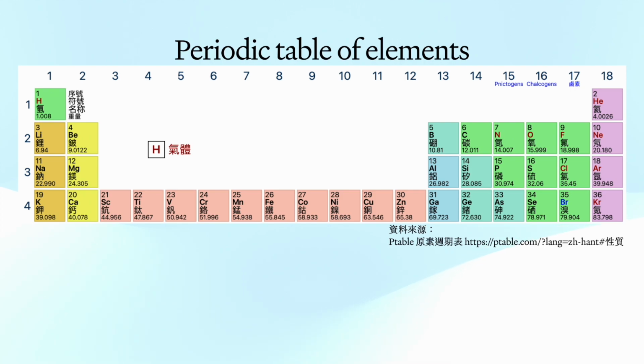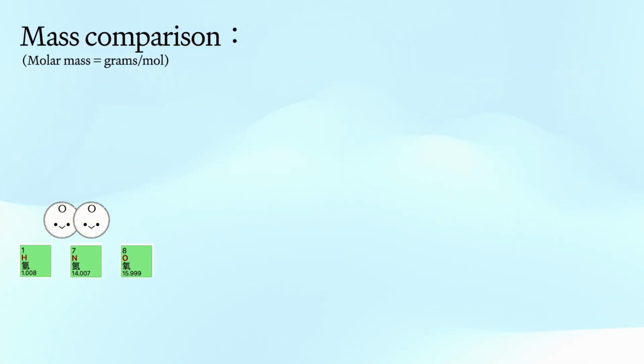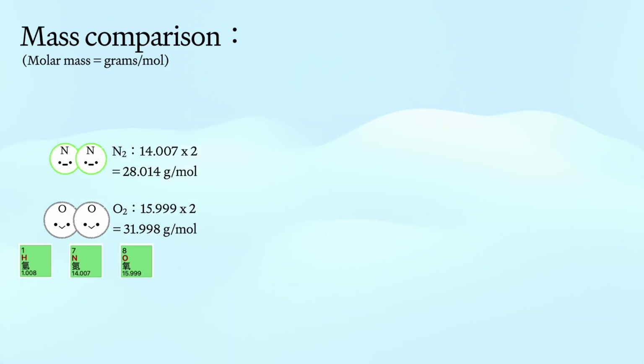In the periodic table of elements, you can find the atomic mass. Oxygen is composed of 2 oxygen atoms combined to form a stable O2 molecule. So the atomic mass of an oxygen atom is 15.9, times 2 equals 32 grams per 1 mole. Nitrogen molecule N2 is also composed of 2 nitrogen atoms, 28 grams per 1 mole.